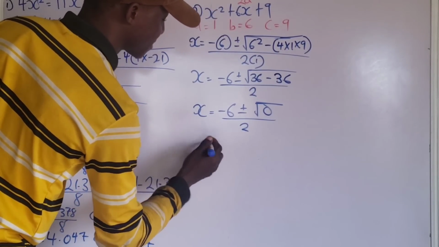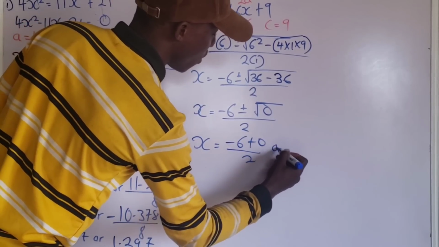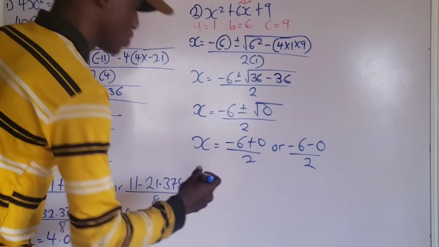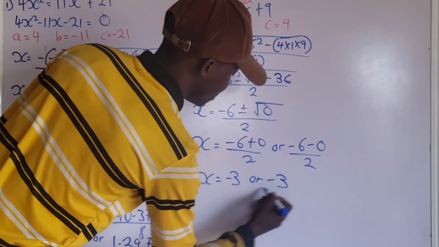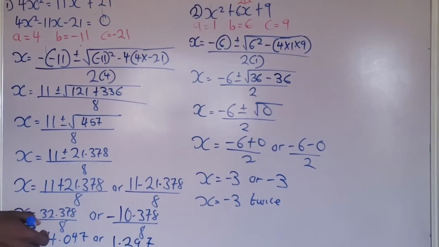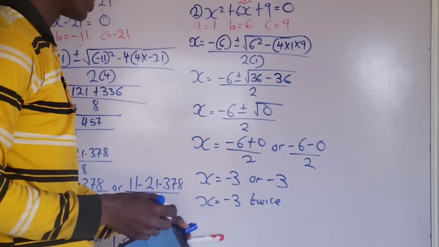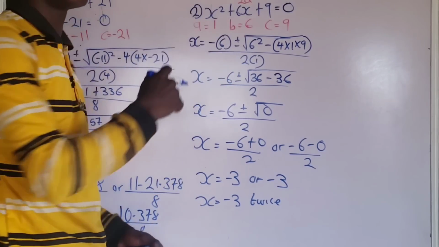So here x is equals to minus 6 plus 0 all over 2, or minus 6 minus 0 all over 2, because square root of 0 is 0. Okay? So here I'm going to have x is equals to negative 3, or negative 3. X is equals to negative 3 twice. That is the value of x that makes the quadratic equation x squared plus 6x plus 9 equals to 0. So if you substitute the value of x as negative 3 into this quadratic equation, we are still going to arrive at 0. That is what it means.